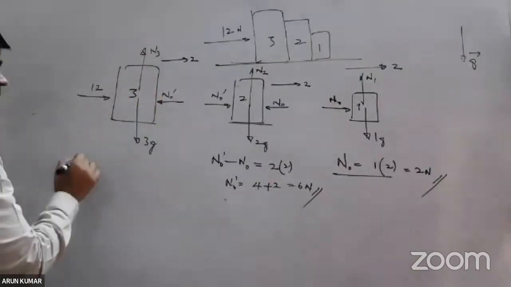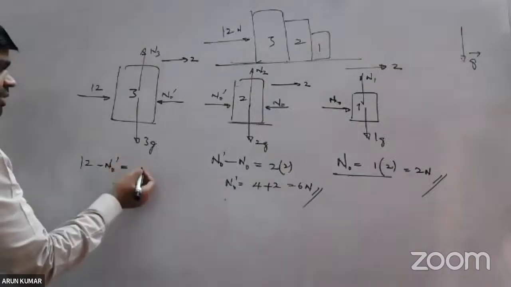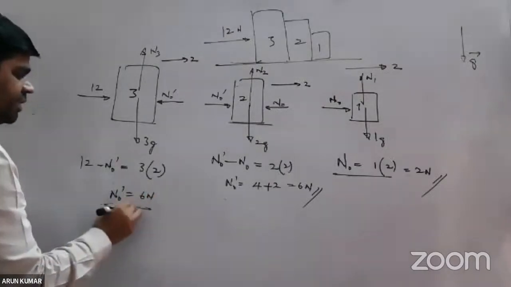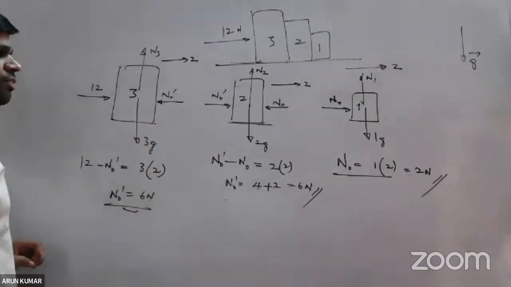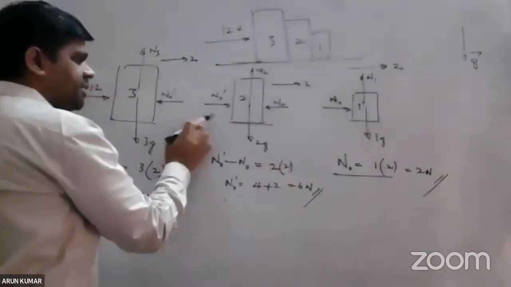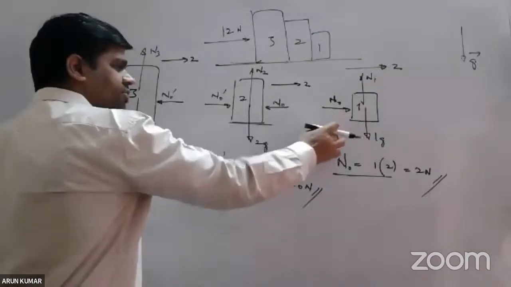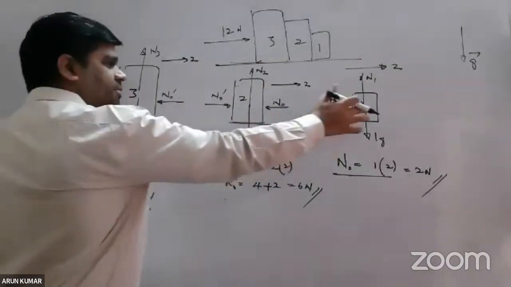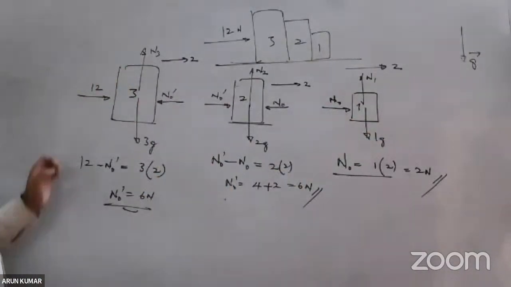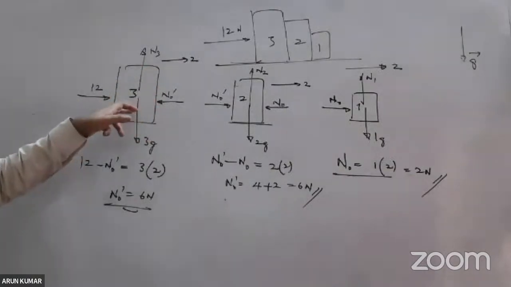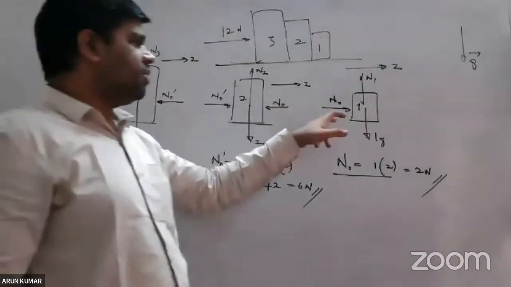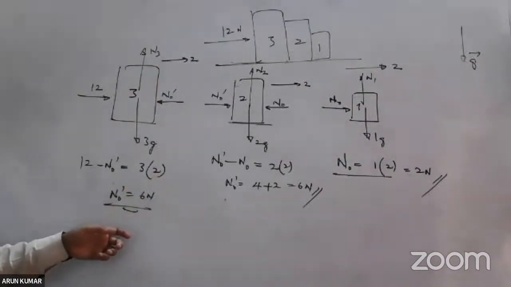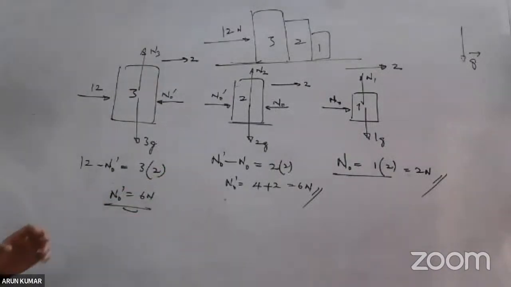But let us consider this block. I'll get 12 Newton minus N naught prime is equal to 3 into 2, so N naught prime is equal to 6 Newton. So whether I use this one or this one, I'm getting the same N naught prime. I got N naught from here, substituted it, and got N naught prime. Or I could have gone directly: 12 minus N naught prime is equal to 3 into 2, and N naught is equal to 1 into 2. Alright, so I get N naught prime and N naught like this. Is it clear, students? Yes, sir.